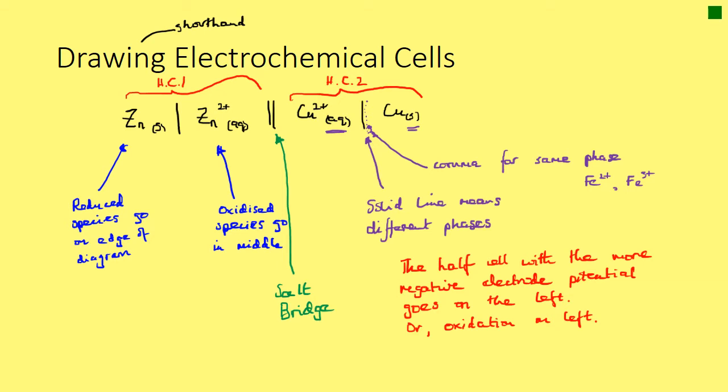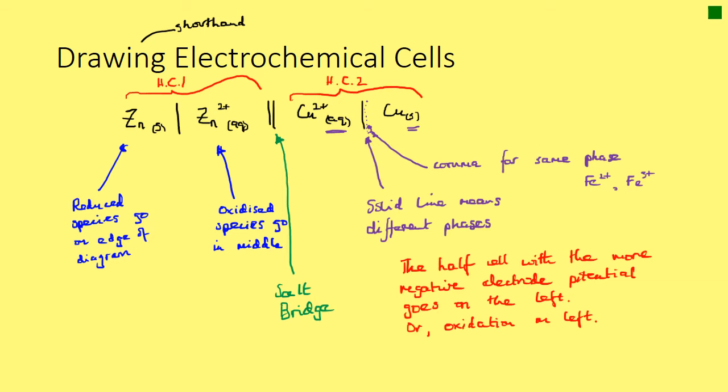If you remember, in our zinc copper cell, we had filter paper soaked in potassium nitrate, and that was our salt bridge. If you remember, it keeps the charges neutral in each half cell.